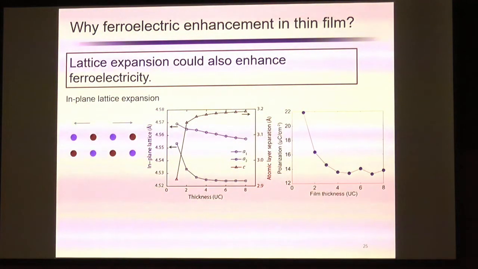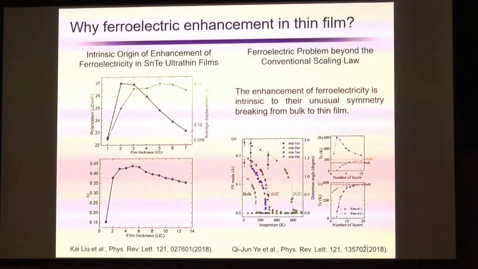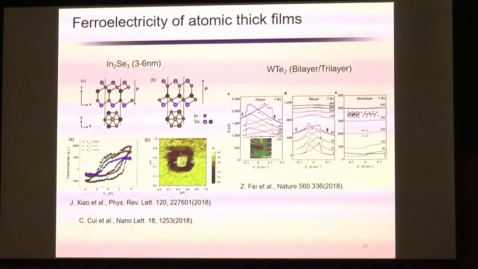Another important factor in the ultra-thin film, I think, is lattice relaxation, so the in-plane lattice may expand. That may also be another reason for the enhanced ferroelectricity. Recently, several groups have become interested in our work, and they find that this enhancement may have some intrinsic origin. This is also very interesting, but we need experiments to prove that. Recently, I think this van der Waals type of ferroelectric material is also interesting.